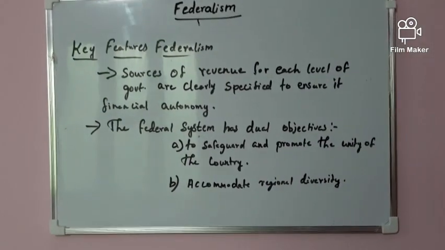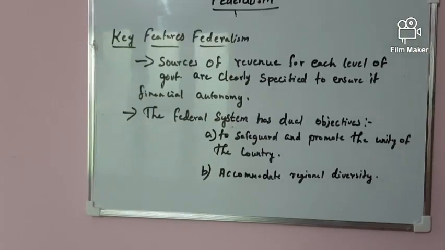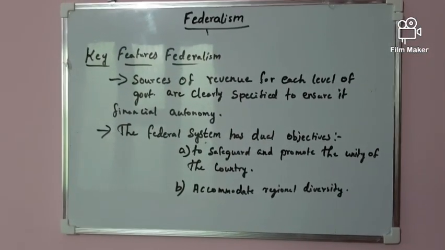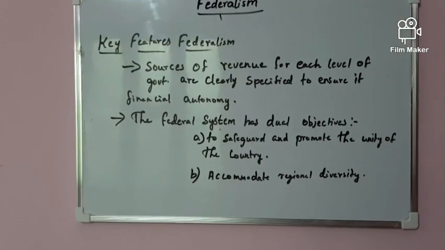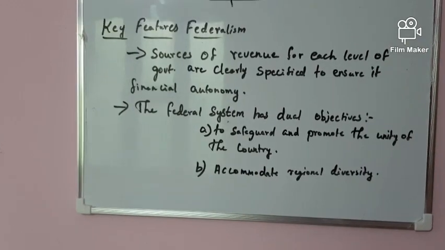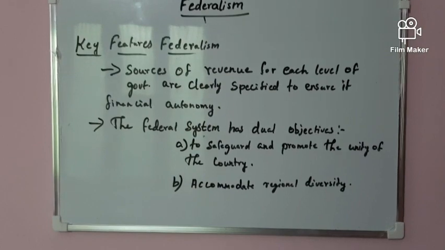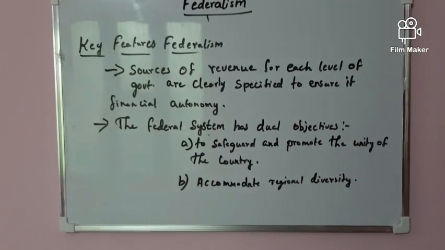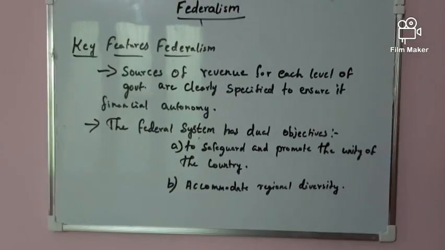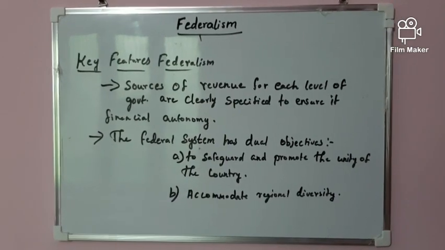accommodate regional diversity. What do you mean by regional diversity? These are the basic things a citizen should respect. If it is a man or a woman, you have to respect both of them. If they belong to any religion, you have to respect them. Such basic things. So we have to accommodate the regional diversity. These are the main key features of federalism.